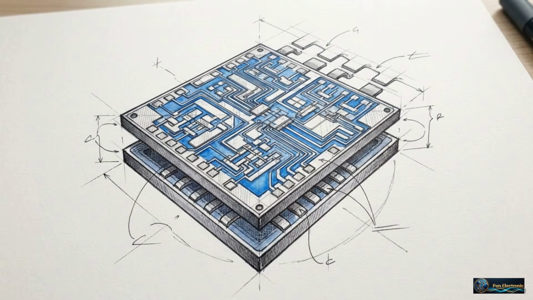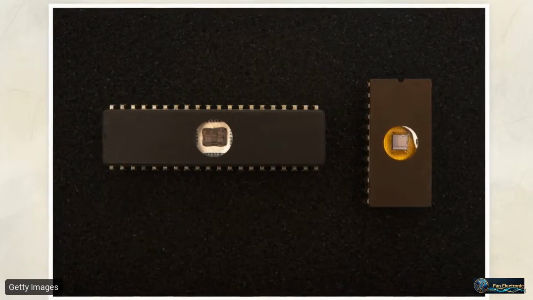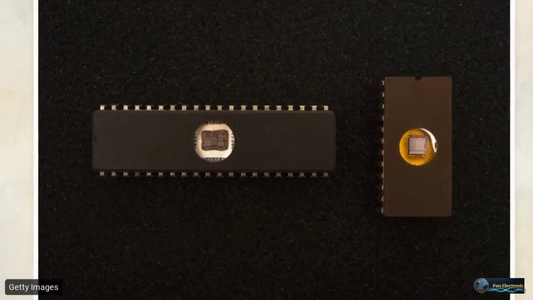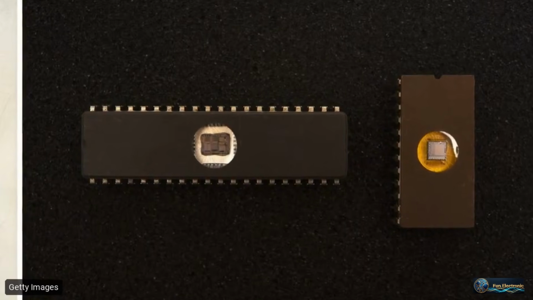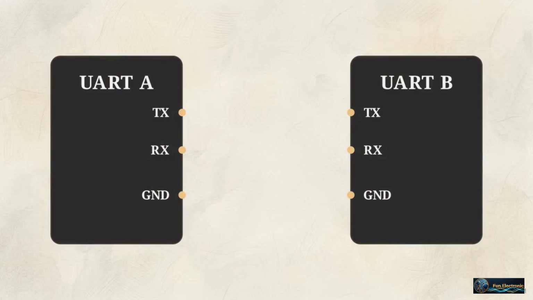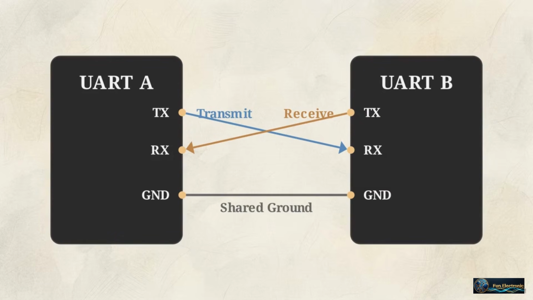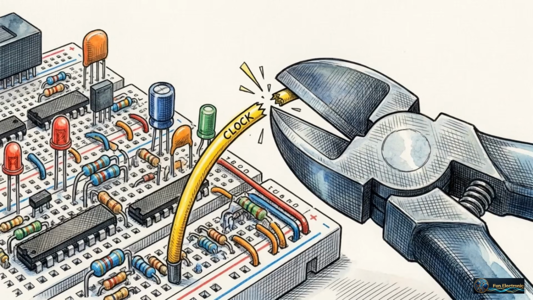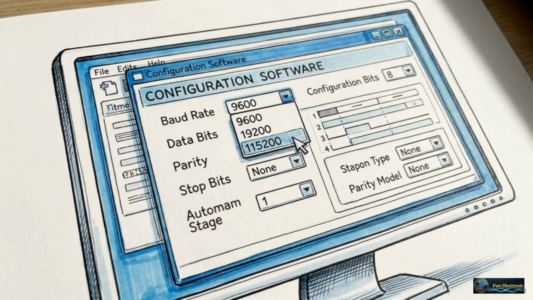It stands for Universal Asynchronous Receiver-Transmitter, and it exists as a dedicated physical hardware circuit integrated directly into the silicon of a microcontroller or a standalone chip. Because the connection is asynchronous, it only requires 3 physical pins to link 2 devices: transmit, receive, and a shared ground. Removing the clock wire doesn't eliminate the need for synchronization. It simply shifts the burden from the physical hardware to a strict set of pre-configured logical rules.